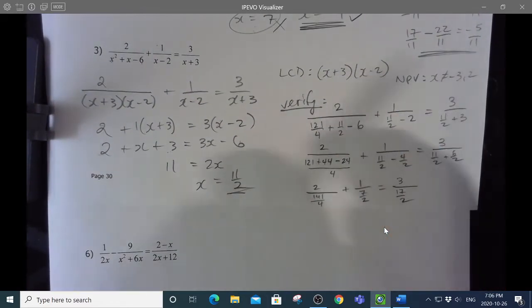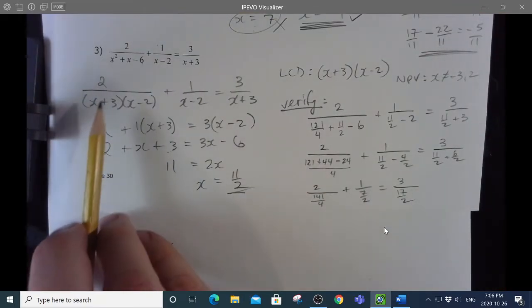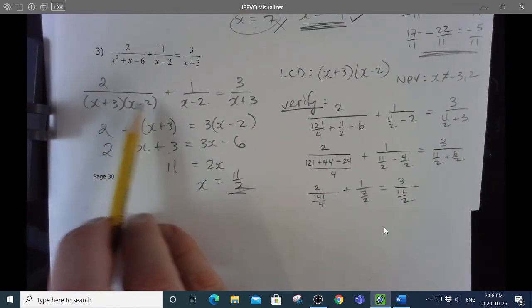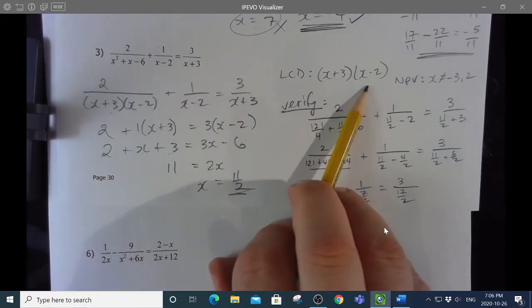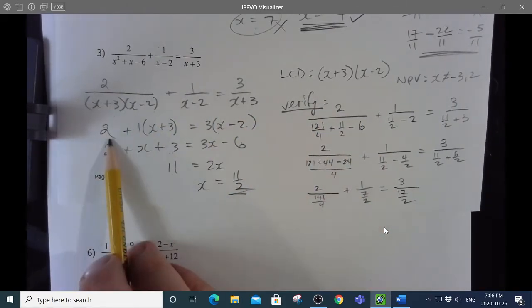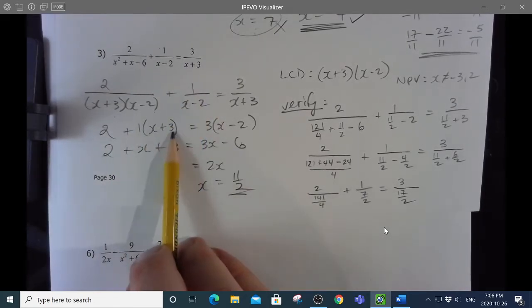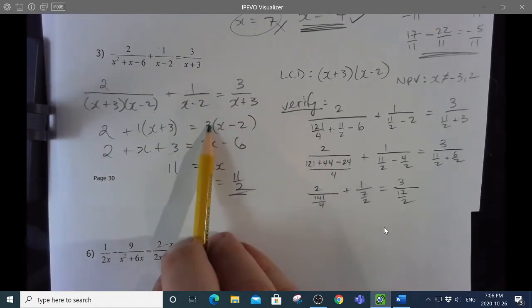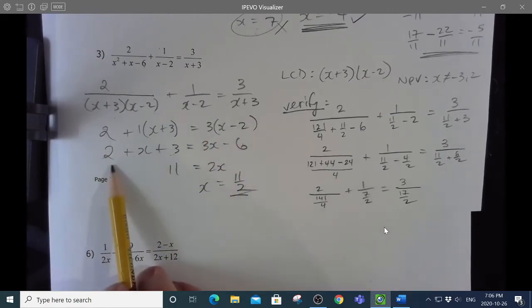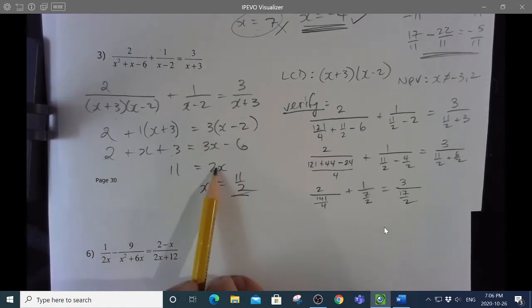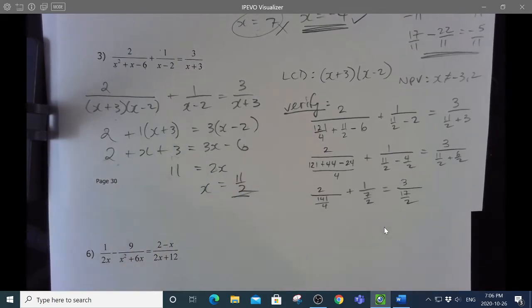So let's see. Where did we get lost? Did we factor properly? Let's start from the beginning. Plus 3 minus 2. Agreed. My common denominator is plus 3 minus 2, so when I times this, it's just a 2. When I times this, it's a plus 3. And when I times this, it's a 3 minus 2, and that's 3x minus 6. And then I move the 2 to the other side, it's 2x. 2 plus 3 is 5. 5 plus 6 is 11. I stand by my answer. I am going to start this verification all over again.